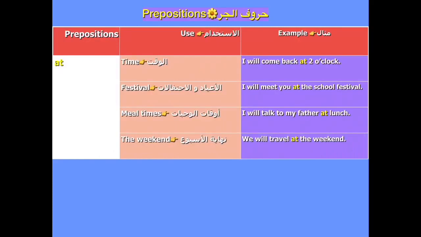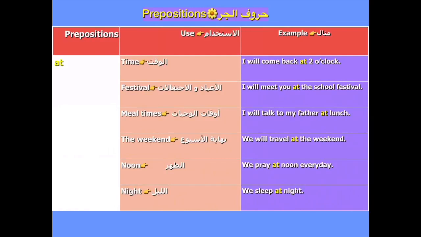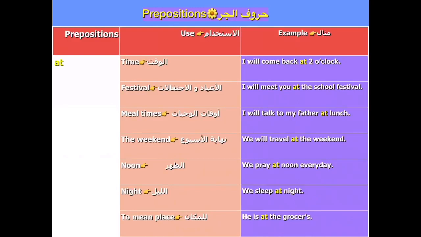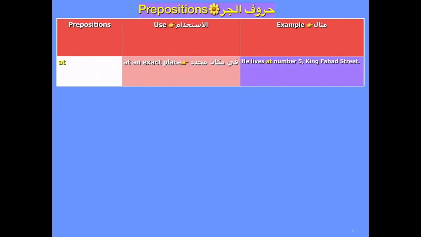The weekend نهاية الأسبوع. We will travel at the weekend. Noon. قبل الفترات الزمنية التي لا تبدأ بذا. Noon الظهر. We pray at noon every day. Night الليل. We sleep at night. To mean place للمكان. He is at the grocers. At في مكان محدد. At an exact place. He lives at number 5 King Fahd Street.